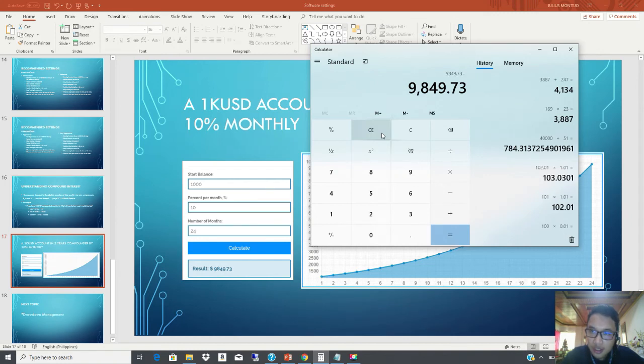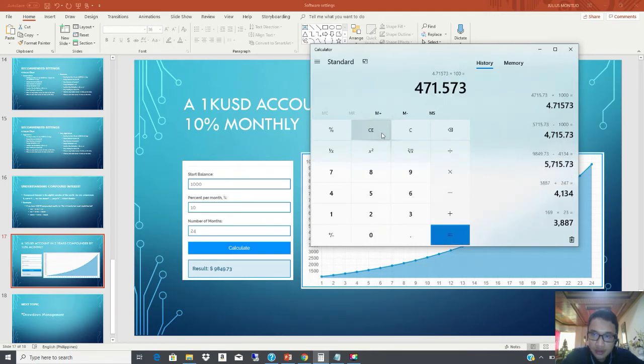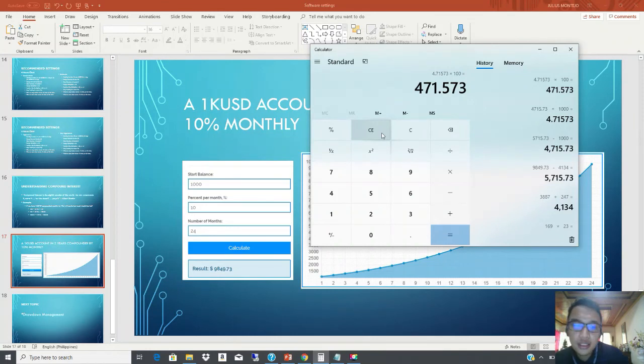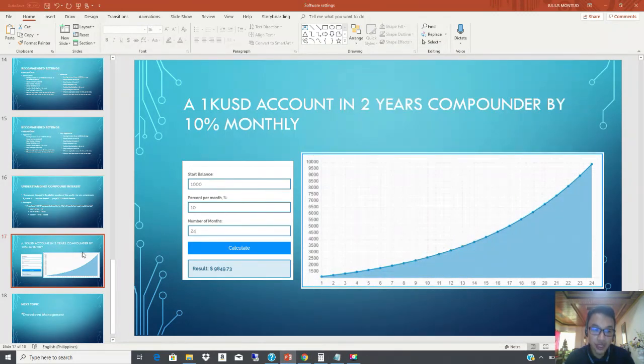So if you deduct the cost of the robot, that's 4,134, you still get 5,715.73 USD. You deduct the 1,000 USD, you still profit 4,715.73. You divide it by 1,000 in order to get how much you've gained. You gained in 2 years 471%, despite just earning 10% per month. So that's how compound interest would work.